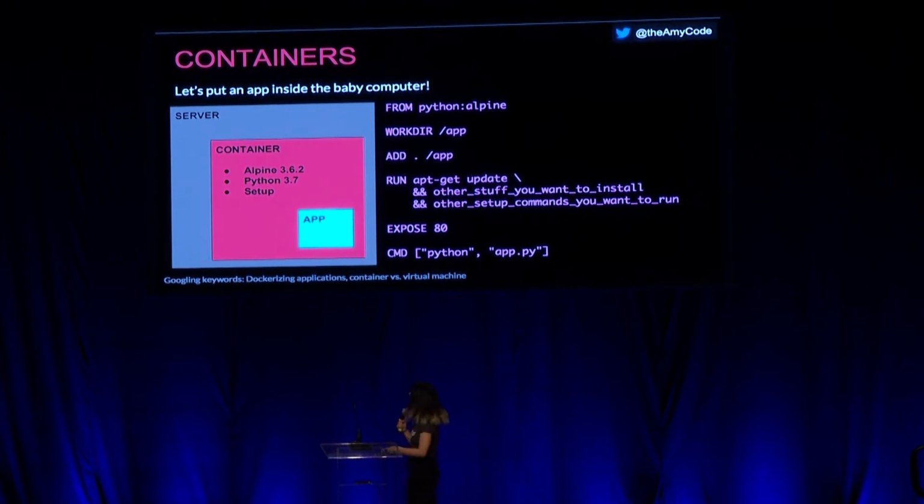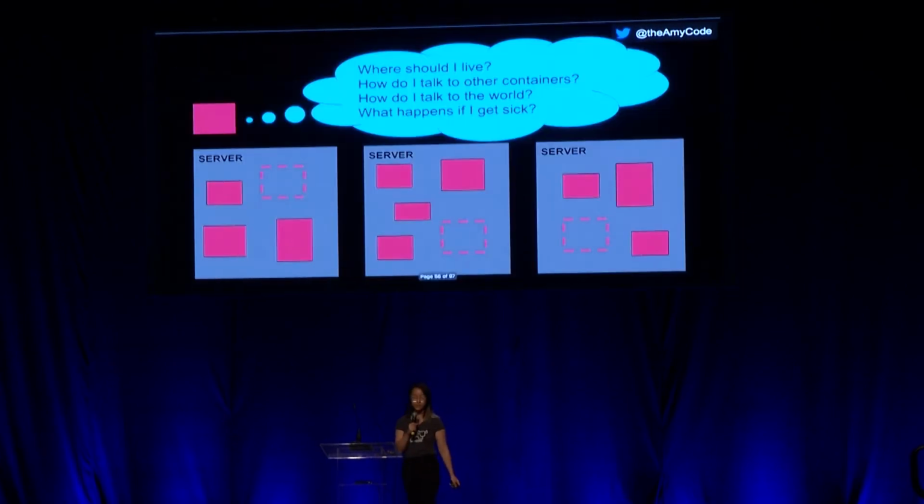On your left there is a pictorial representation of what's happening. So locally, you're developing, right? You have all these versions and operating system differences that you don't want to deal with when you are developing into production. So here I have Alpine 3.6.2, Python 3.7, and then I have a bunch of setup scripts. And what I'm doing is I'm copying my application binary into my container. And I'm exposing port 80 to expose my baby computer to the entire world, right?